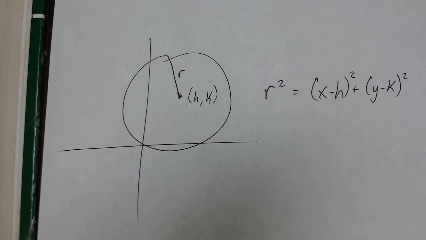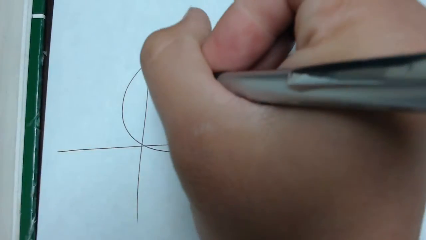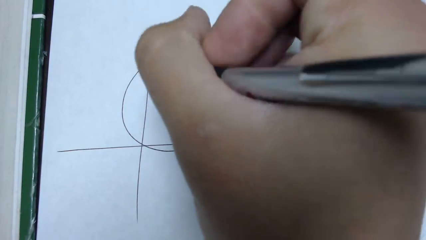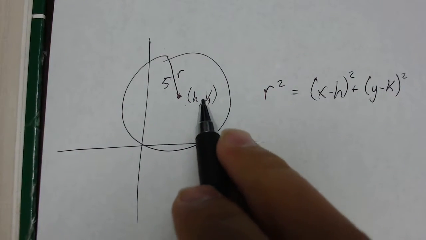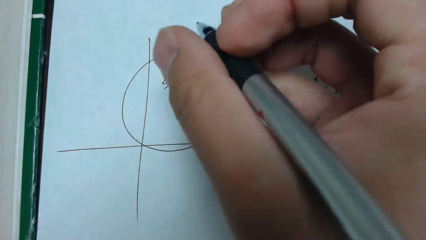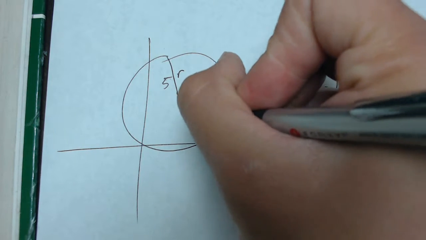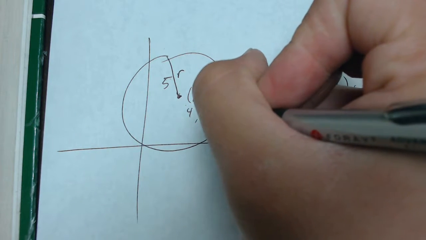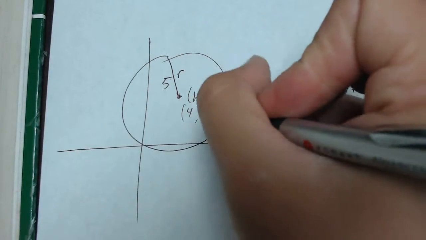Let me apply this. So let's say the circle has a radius of 5, and the center coordinates are at, we'll say 4, and that looks kind of like 5 or 6. 5, we'll say 6. It's a little bit bigger. So we'll say that this coordinate is 4, 6.